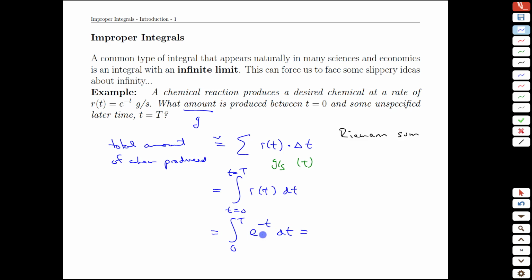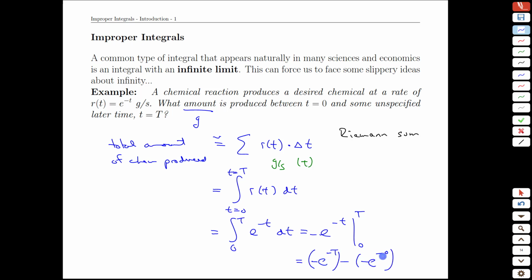We look at this, we ask ourselves, can we find an antiderivative of e to the negative t? We absolutely can. It's e to the negative t again with a negative sign out front, and we evaluate that between capital T and time 0. That gives us e to the negative capital T minus, I have to be careful with parentheses here, e to the minus 0. This turns out to be just 1. And if we look carefully, it's got a double negative, so it's actually plus 1. And this term is negative. And so we end up with 1 gram minus something to do with how long we run the reaction for.